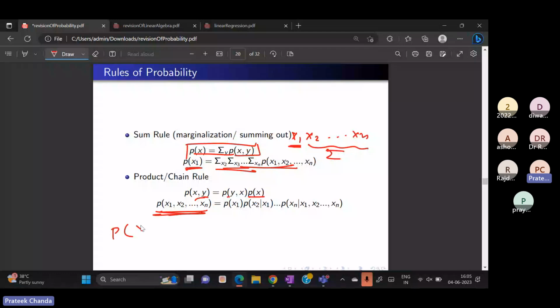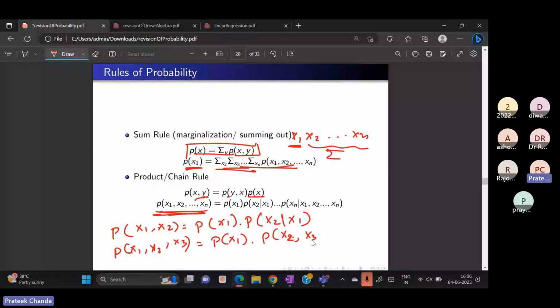So let's say for two variables I have something like this: I can write p of x1 and then I can write p of x2 given x1. And for three variables, for example, I can write p of x1, x2, x3.